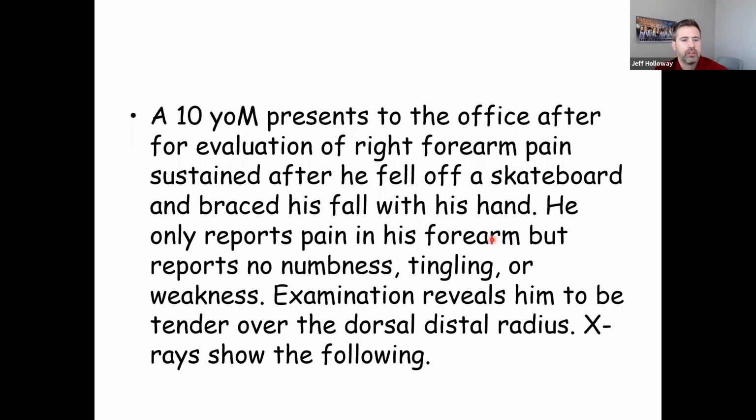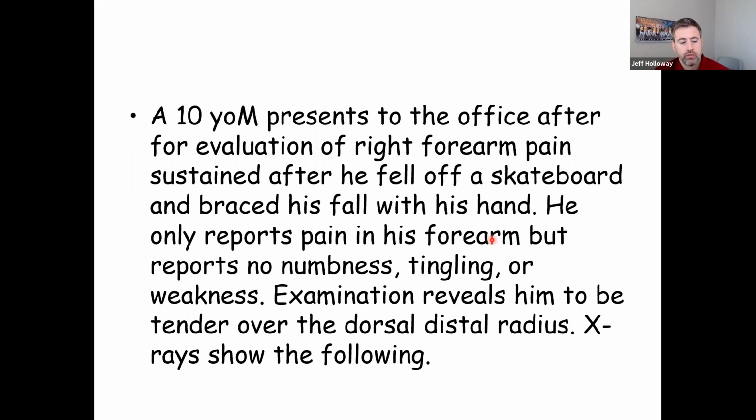This one's a 10-year-old that presents with forearm pain. He fell on a skateboard and braced his fall with his hand. He's got some pain, no numbness, tingling, or weakness. Again, it's very important to always say that on everyone, because you're looking for compartment syndrome, vascular compromise, and distal injuries.